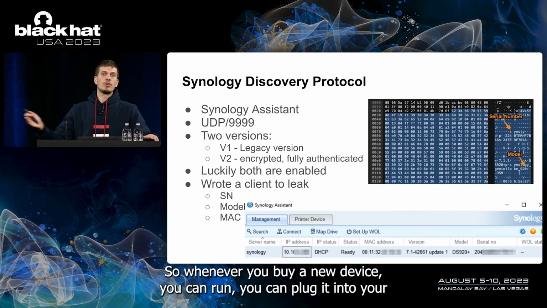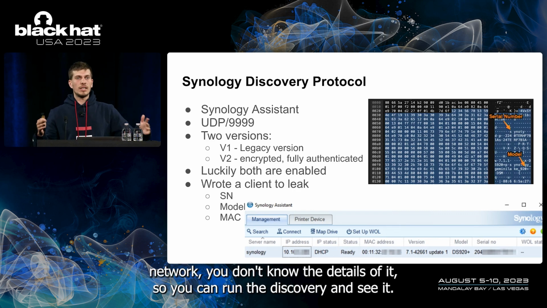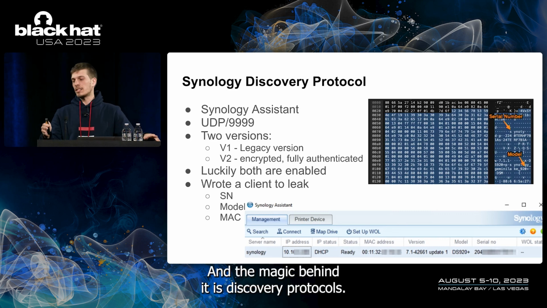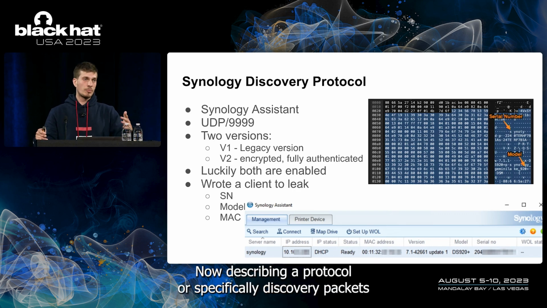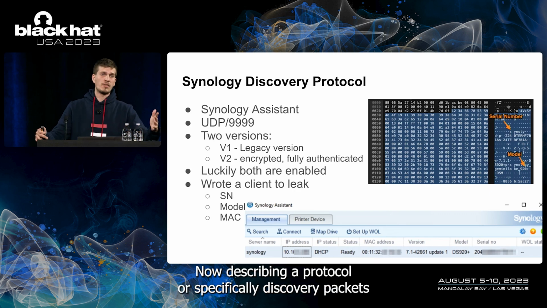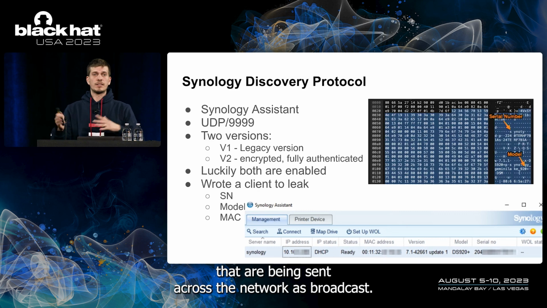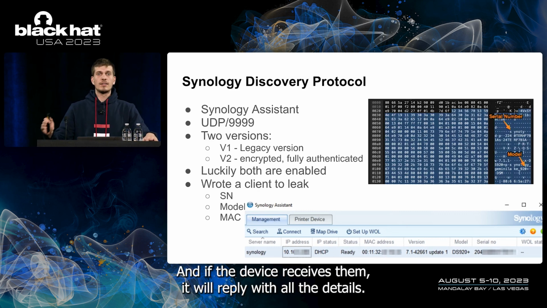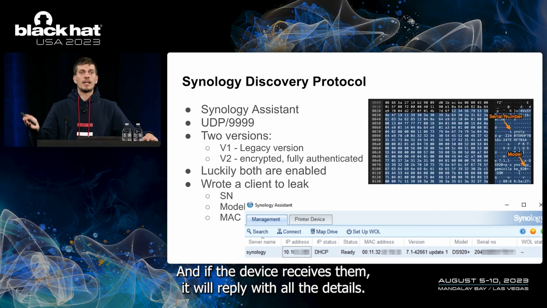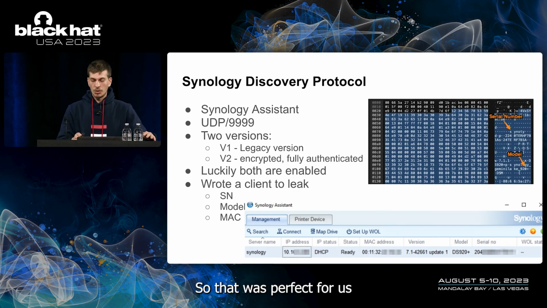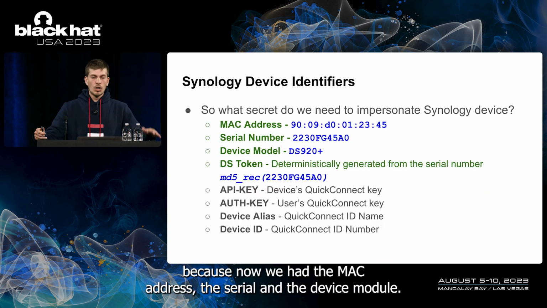So whenever you buy a new device, you can plug it into your network. You don't know the details of it, so you can run the discovery and see it. And the magic behind it is the Discovery Protocol, or specifically discovery packets that are being sent across the network as broadcast. And if the device receives them, it will reply with all the details. So that was perfect for us because now we had the MAC address, the serial, and the device model.